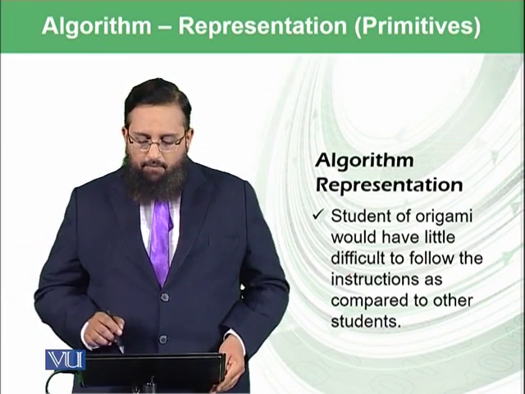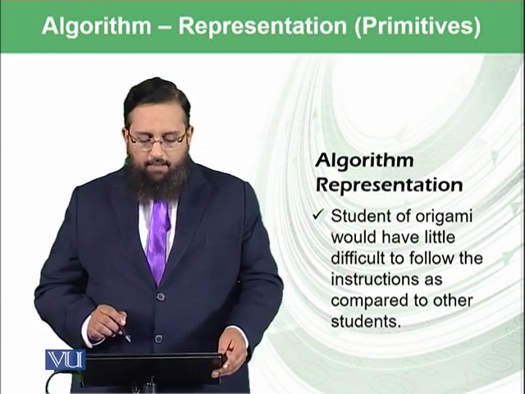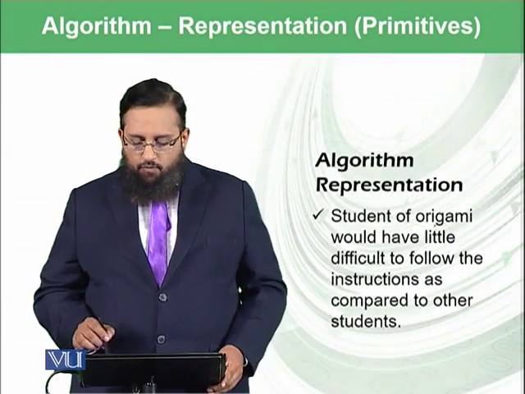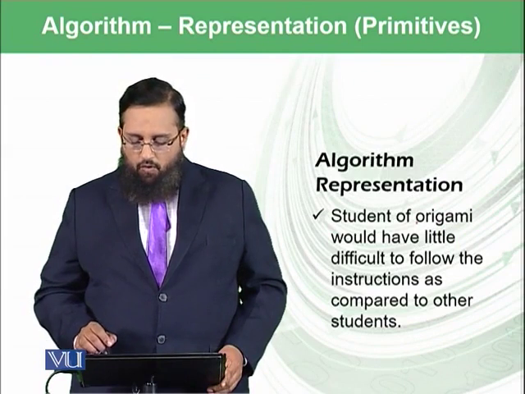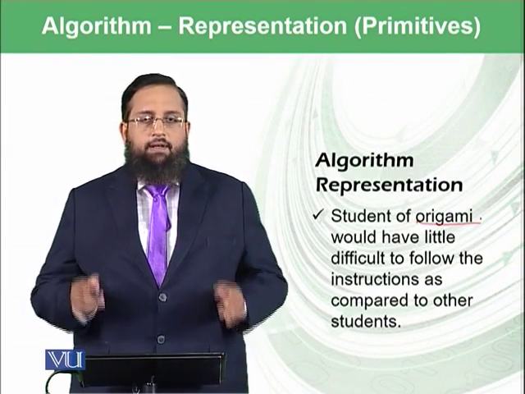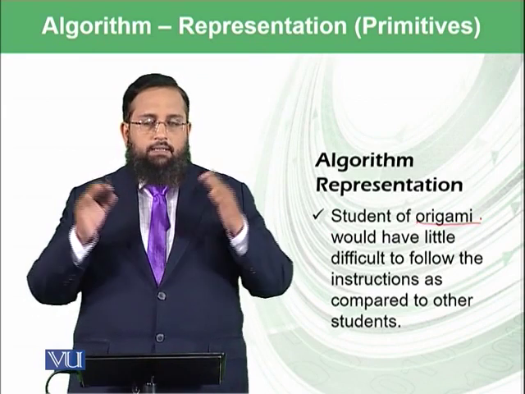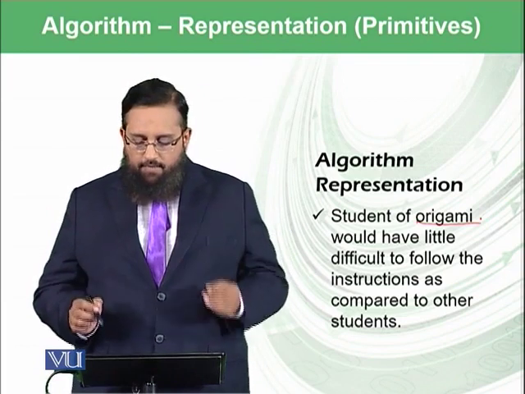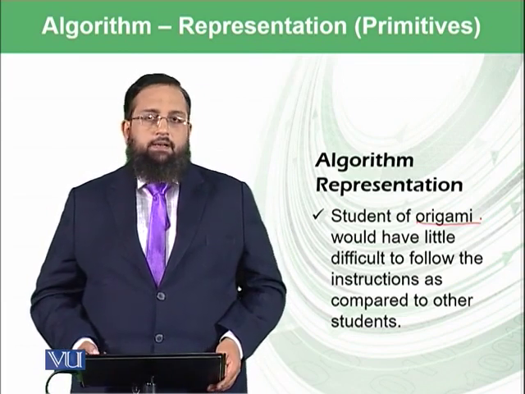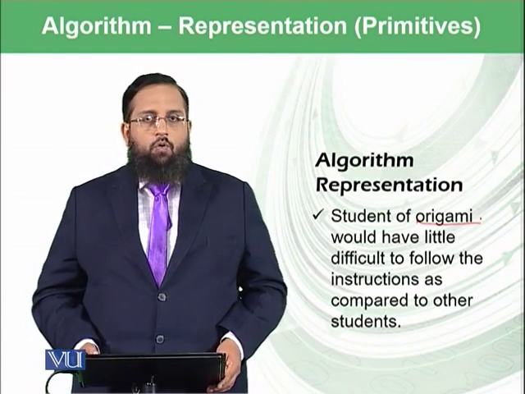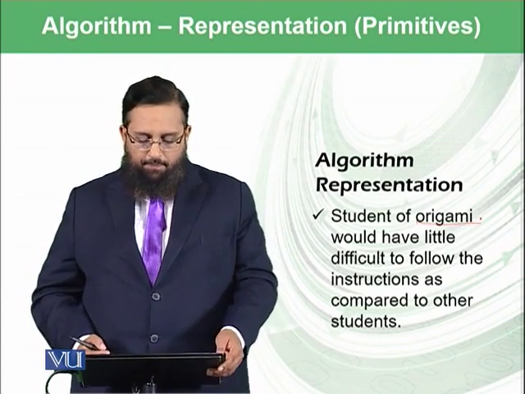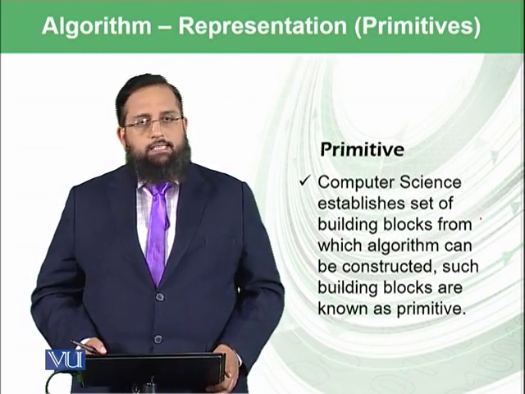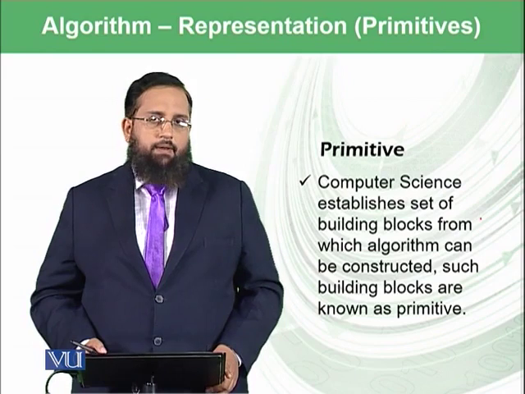At the moment we are saying that the information represented here can be understood by a student of origami who has a little knowledge about what the primitives are and what they mean. However, these symbols cannot be understood by someone who is not a student of origami. So in computer science, we want to make such primitives which are understandable by everyone.